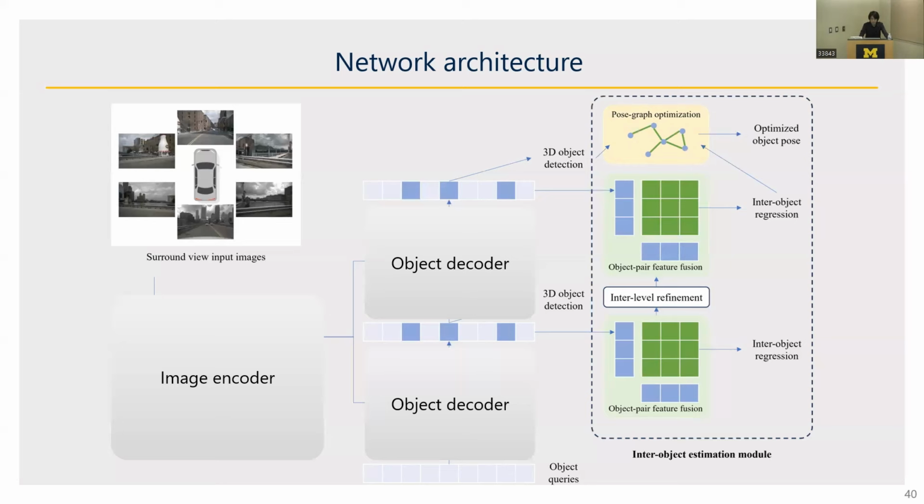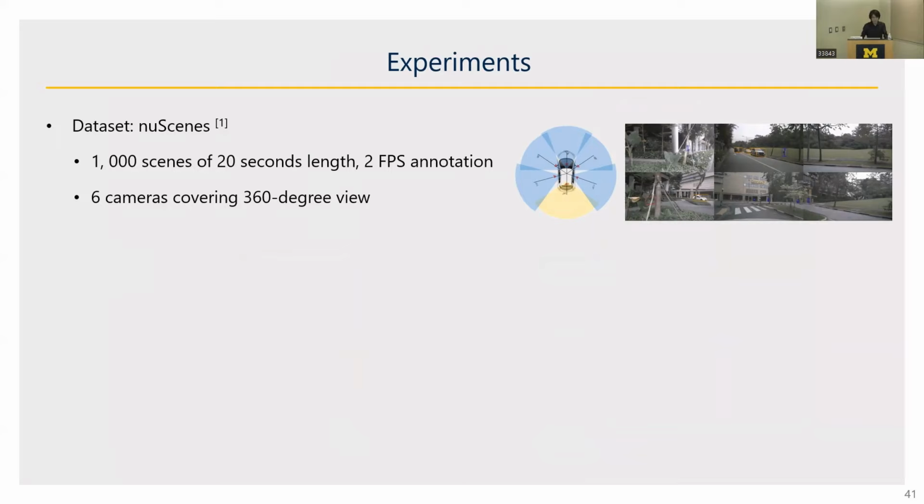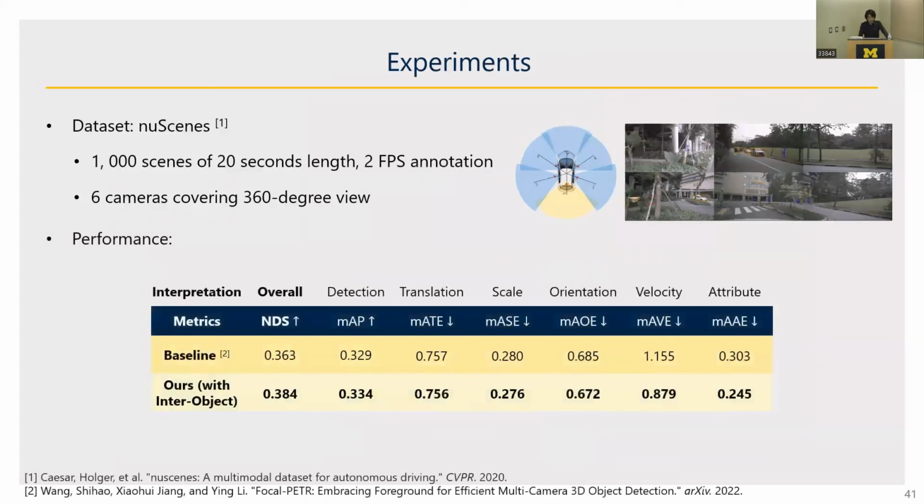And we conduct experiments on the nuScenes dataset, as we discussed before. It contains 40,000 annotated frames with 6 cameras covering the 360-degree view. The performance on the official metrics is listed here in this table. But before we go into the details, let's first take a first glance. That is, our method, when integrating the inter-object estimation, outperforms the baseline in all the major metrics. But hold on, that's not the whole story.